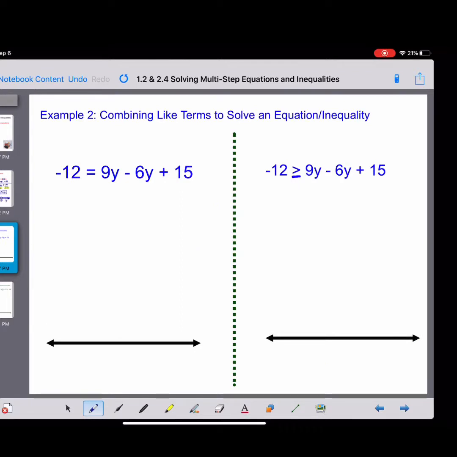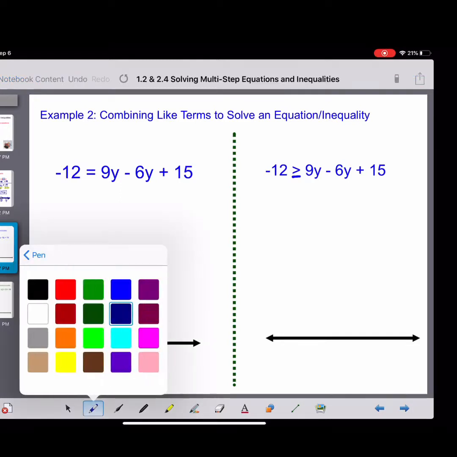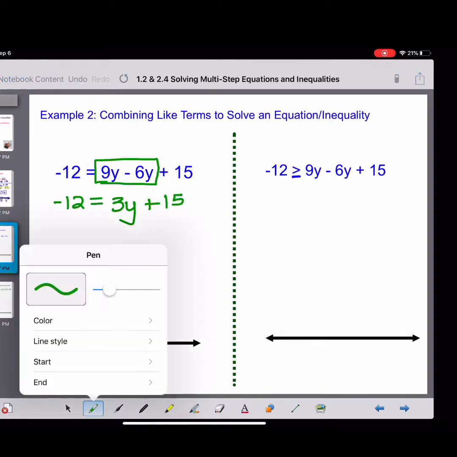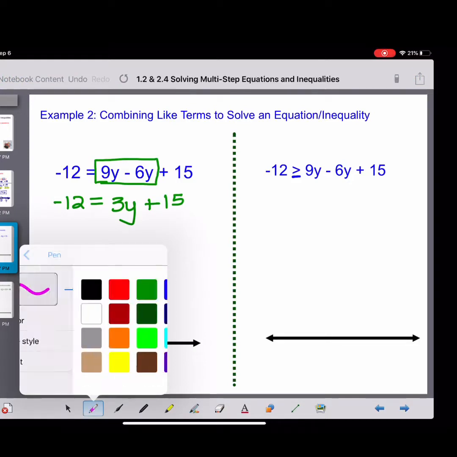Our second example includes combining like terms before we even start. So we kind of want to clean it up. We want to make it a little bit easier on ourselves. In order to do so, we combine the y's together to create only one variable. So 9y minus 6y is 3y. Then I'm going to rewrite everything nicely below it. And then I'm going to solve exactly how I solved before.